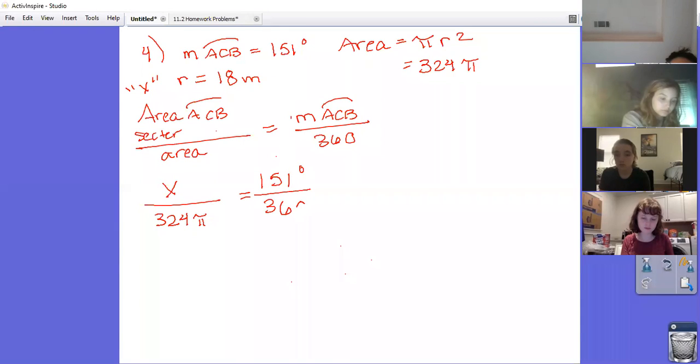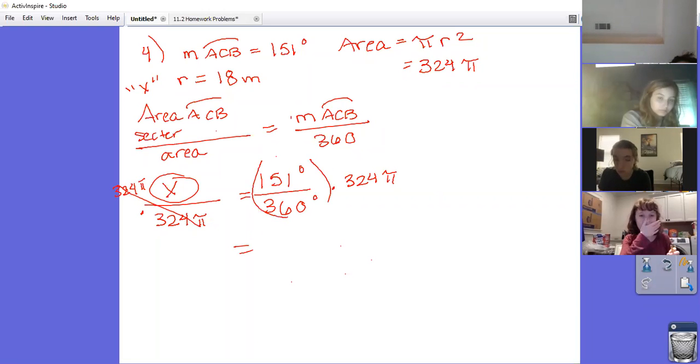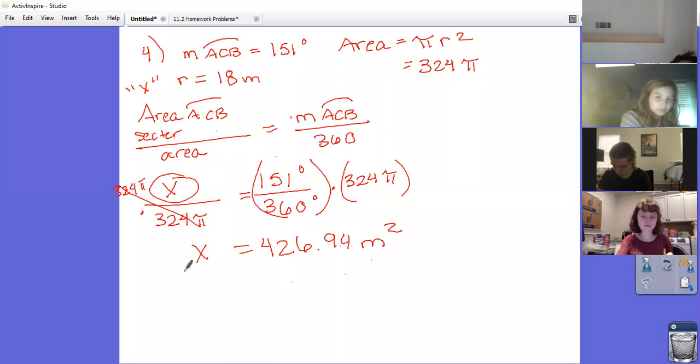divided by 360. So if you look here, I need to solve for x. So I'm just going to multiply both sides by 324 pi. So that becomes 1. And then in your calculator, you can multiply those two together. So I get the area of the sector. Once I multiply it all out, you get approximately 426.94 square meters.